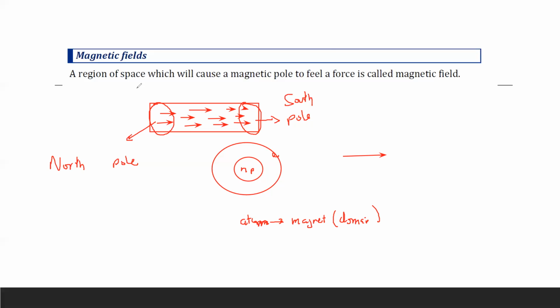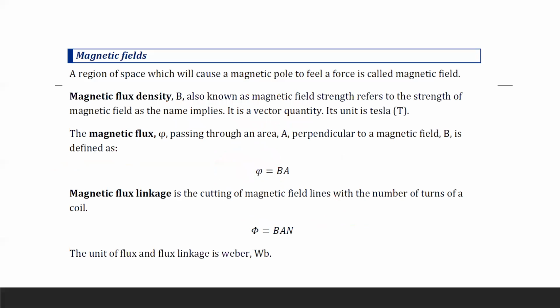And the space around the magnet where a magnetic force can be felt by other magnetic material, that region is known as the magnetic field. We represent this magnetic field by showing a direction always from north to south. So these are the terms which you should know for magnetism.